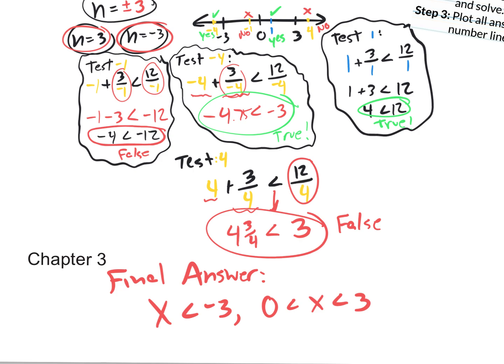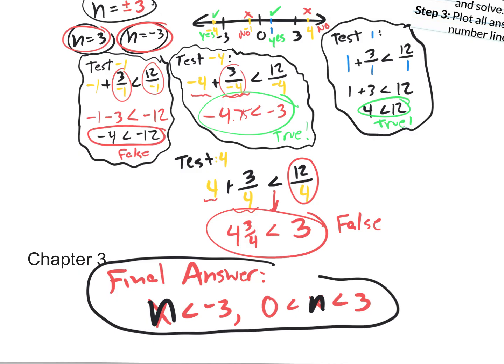Wait a minute. I apologize. We didn't start with X's. The original had N's. So technically, the X's should be N's. So you should say N is less than -3. 0 is less than N, which is less than 3. I mean, if it were an actual test and you just typed in X's, I'd give you the credit anyway. But to be perfect, this original question didn't have X's, they had N's. So the final answer is N is less than -3. And also N is between 0 and 3. 0 is less than N is less than 3.